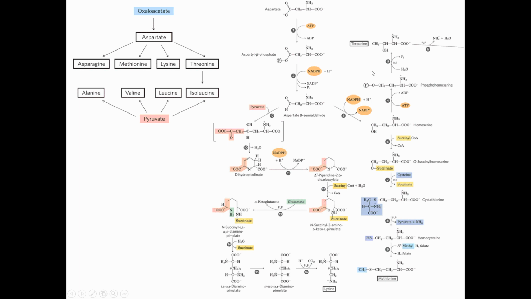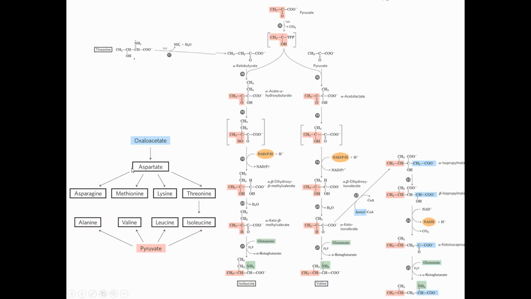Getting more complicated, so we're going to look at our nice little abbreviated flowcharts we have. Oxaloacetate can be amidated to produce aspartate. Aspartate can then produce asparagine. Pyruvate can be amidated to produce alanine. So these obvious ones you need to recognize.